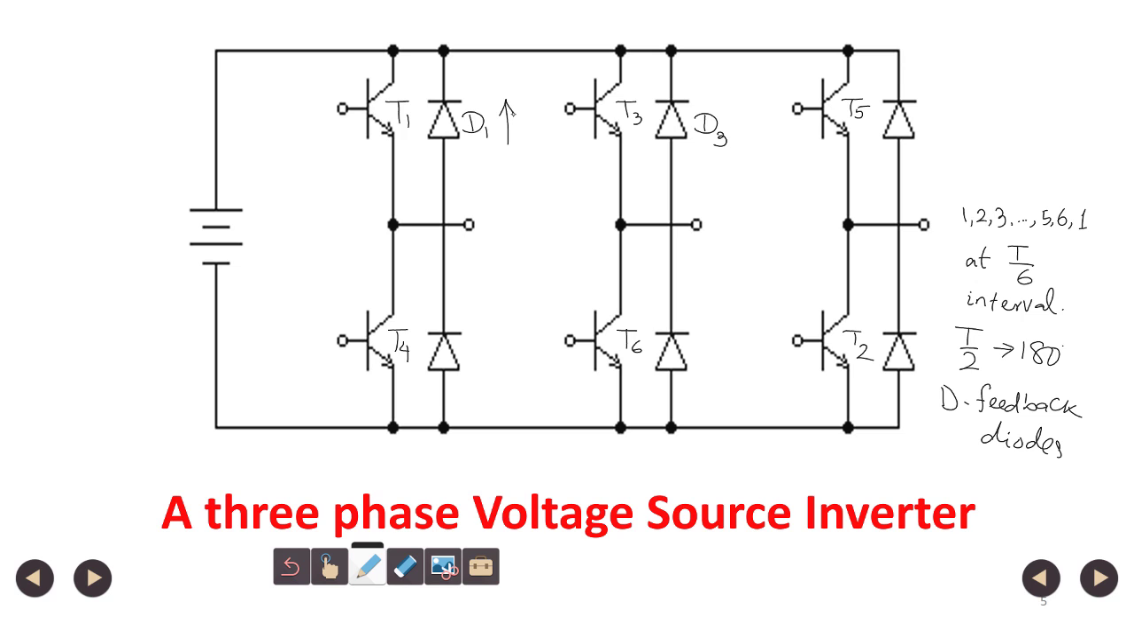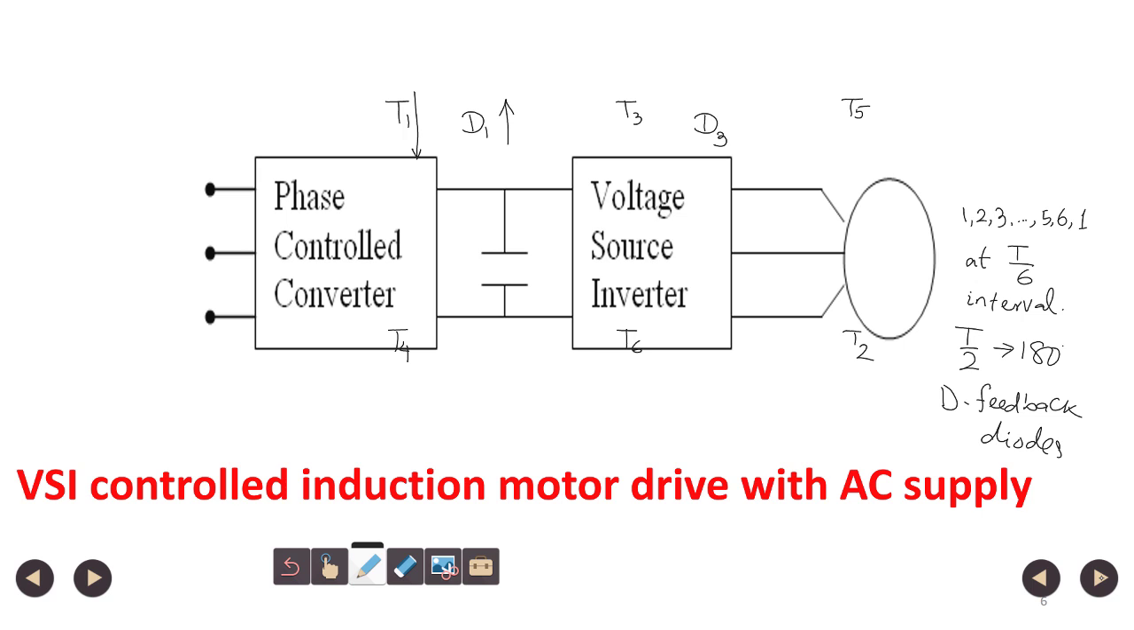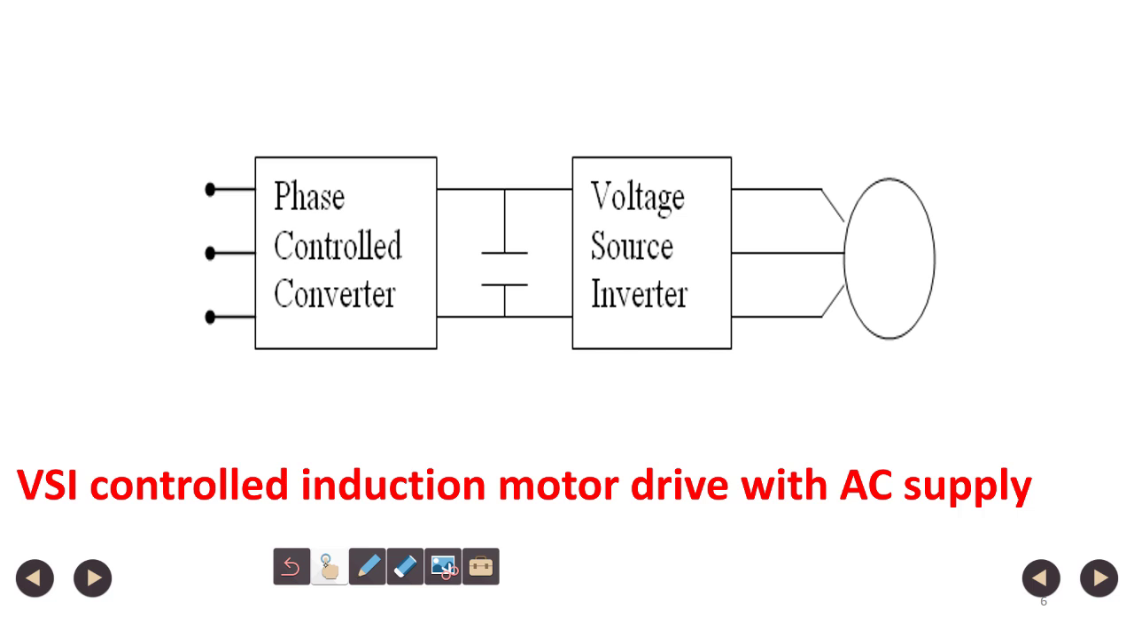While the transistor carries current in the forward direction, the reverse parallel diodes are connected to carry current in the opposite direction. They are also called body diodes. They are integrated with the switch. So, this is the schematic arrangement of a voltage source inverter controlled induction motor drive with AC supply. So this is the induction motor.